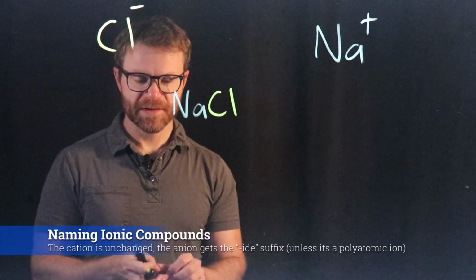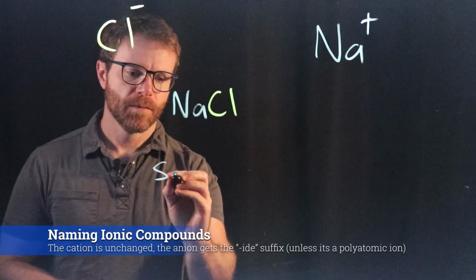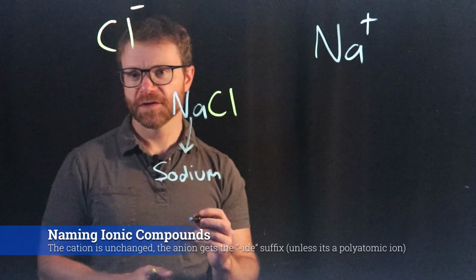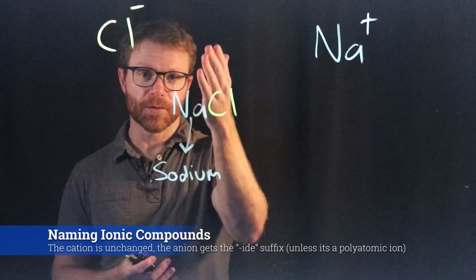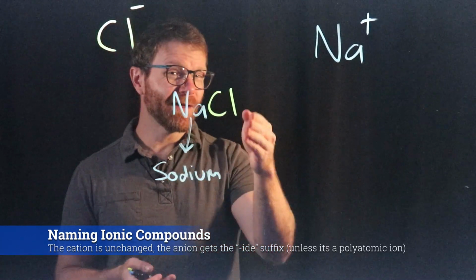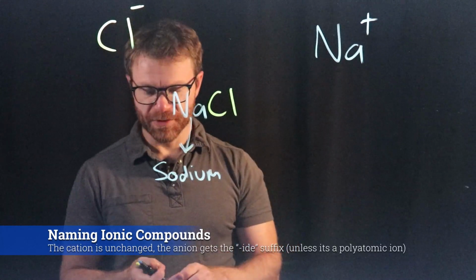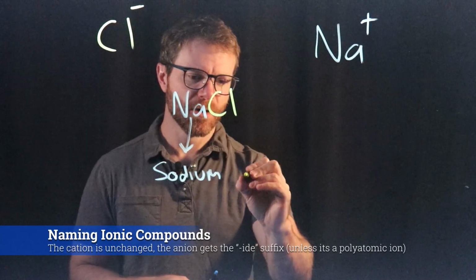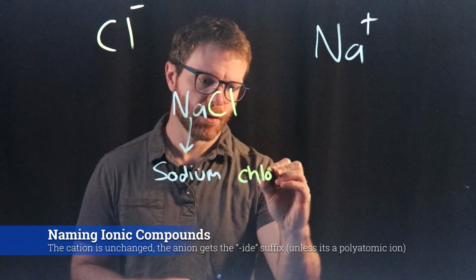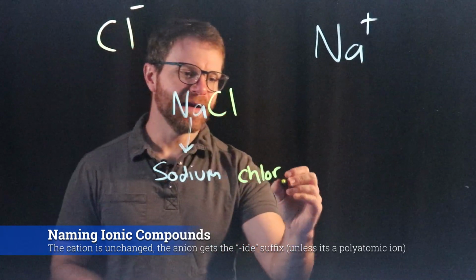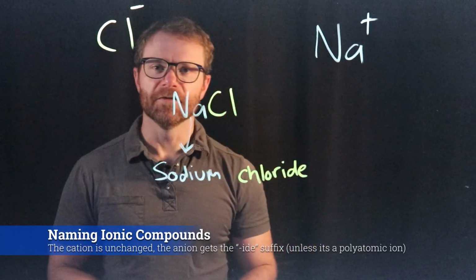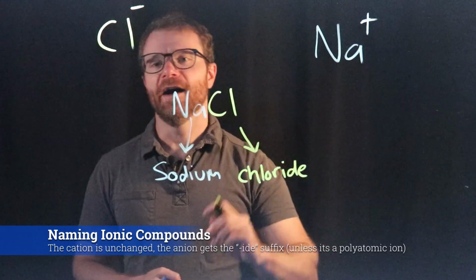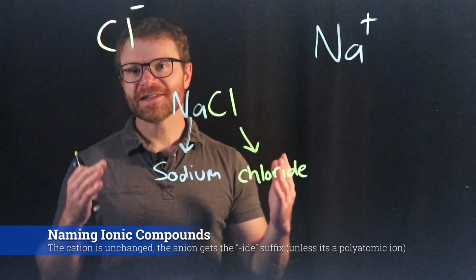We would call this sodium chloride. We just say exactly what the cation is. And then for the anion, if it's a single element, we just start with the first one or two syllables. In this case, it's one syllable, chlor. And then we add "ide" to the end instead of its normal suffix. So instead of chlorine, we say chloride. So it's just that easy.